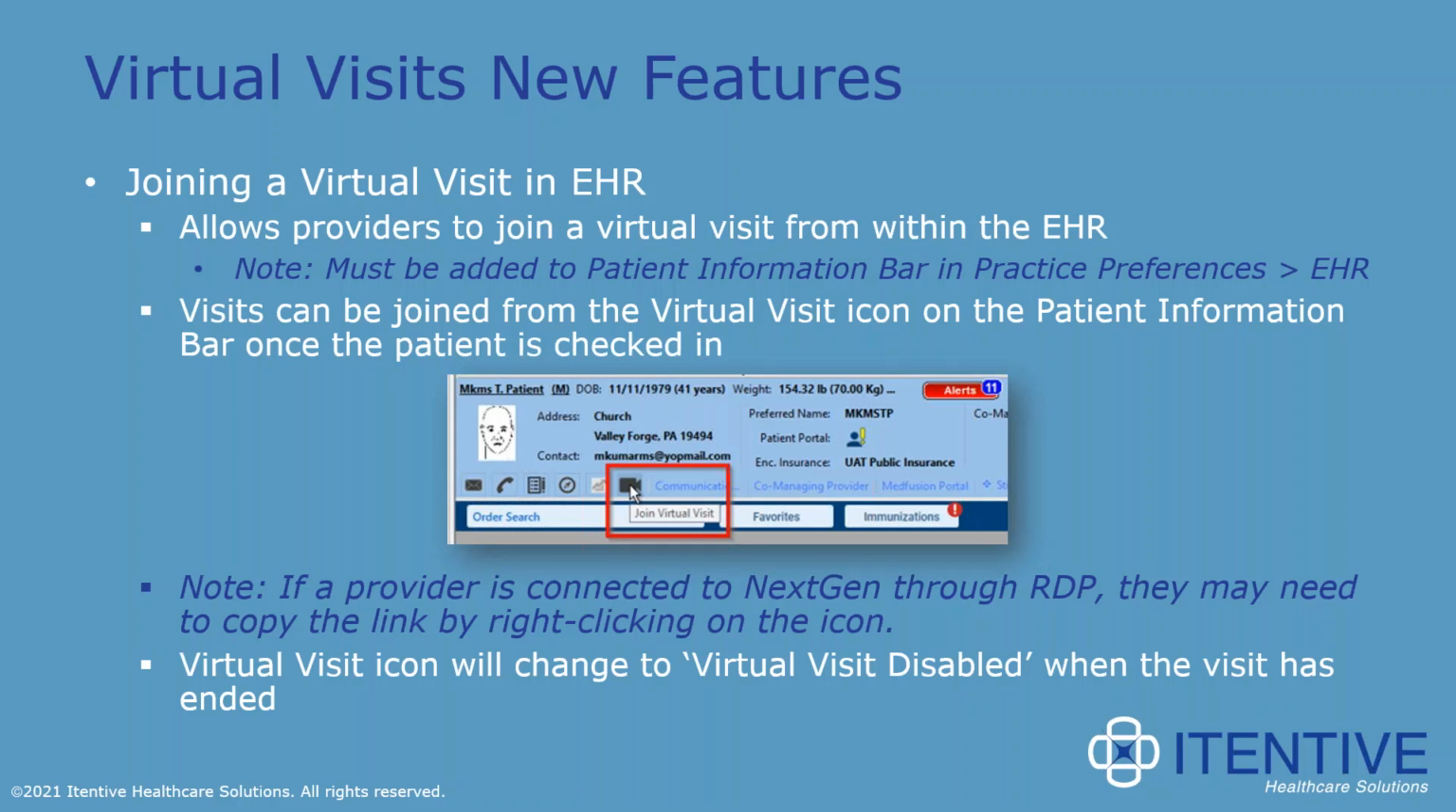One thing I did want to point out about using this icon is if a provider is remoted in to access NextGen, so if they're using an RDP, for example, they may have trouble connecting directly to the virtual visit link through this button. In that case, they can still use this functionality, but instead they would right-click on the icon and they'll get a pop-up that says copy link. Then they would just paste that into a web browser. So it is a few more steps as opposed to just clicking the icon, but it still saves them some time to search for that link.